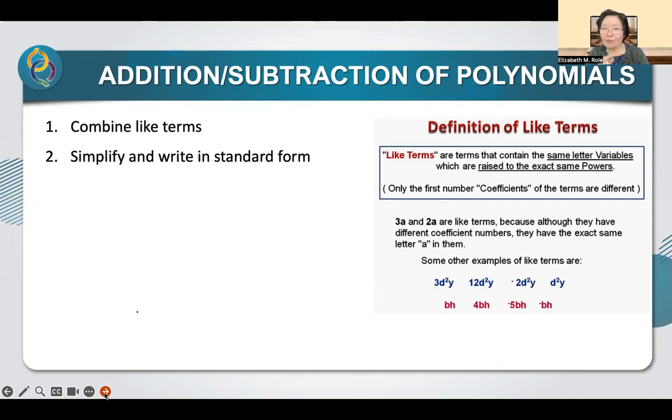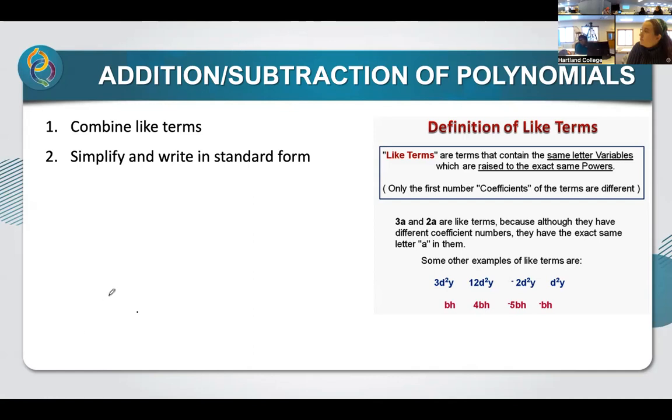So we say 3a and 2a are like terms because they have the same a raised to the first power, although your 3 and 2 are different. So coefficients can be different, but as long as your variables are of the same letter and same power. Therefore, 3d squared y, 12d squared y, minus 2d squared y are like terms because the d have the same power of 2, the y have the same power of 1. Likewise 8b, 5b, minus b are all like terms because they have the same power.